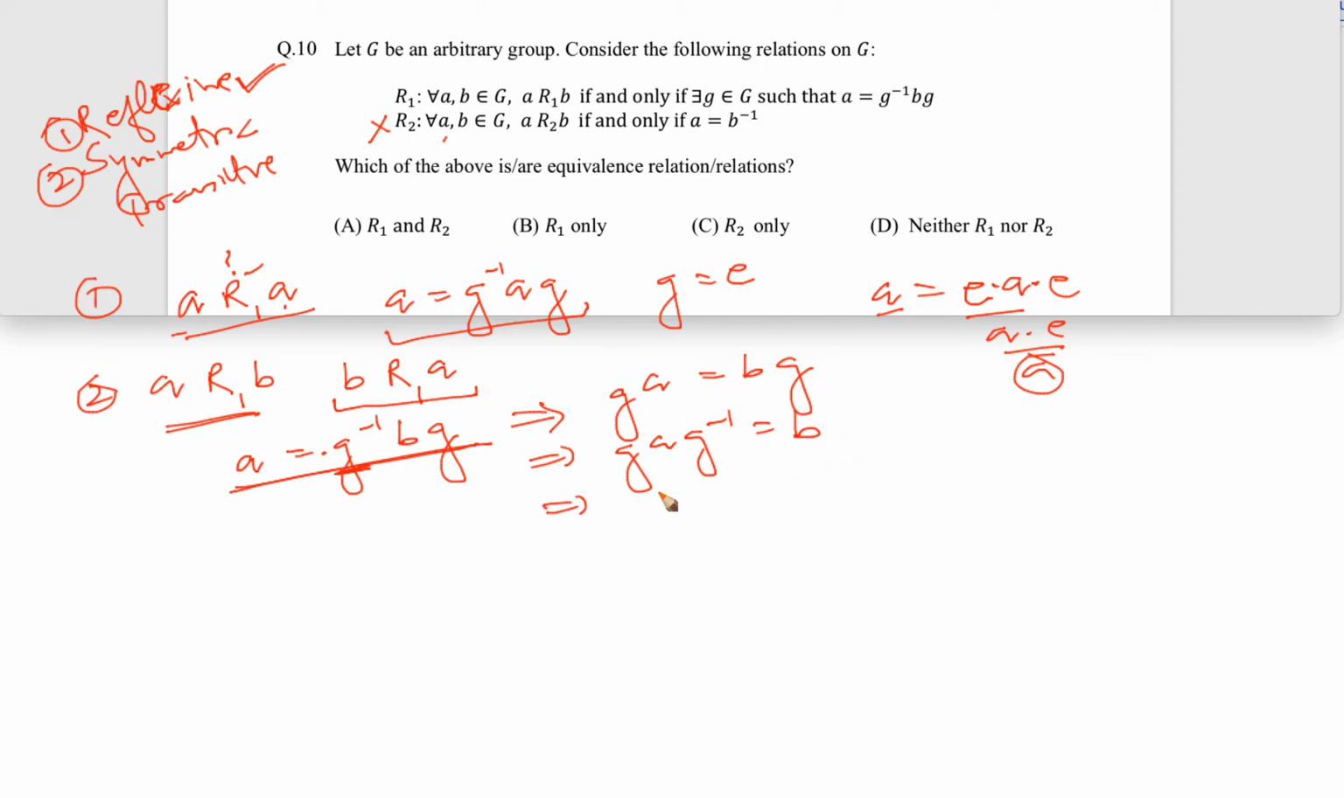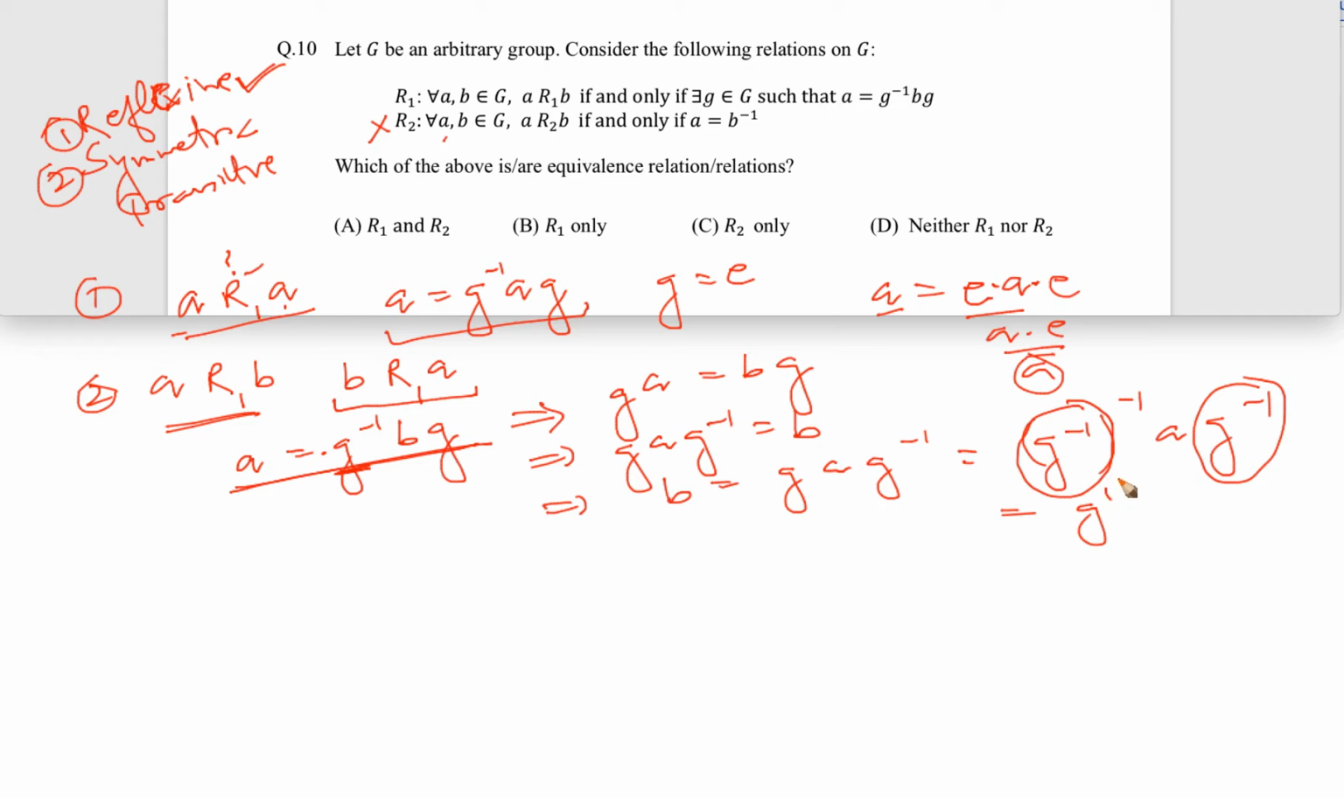So turns out that I am getting B is equal to G into A into G inverse, but I have to have the format G inverse into A into G. So I can write it like this: G inverse is again a group element. Now if you say G inverse is some other element, let's say G prime, then you can write it as G prime inverse A into G prime. So there exists some element G prime for which this thing holds. So definitely I can say that B is in relation with A, that's true. So symmetric also turns out to be true.